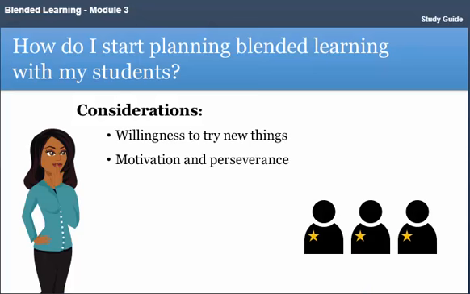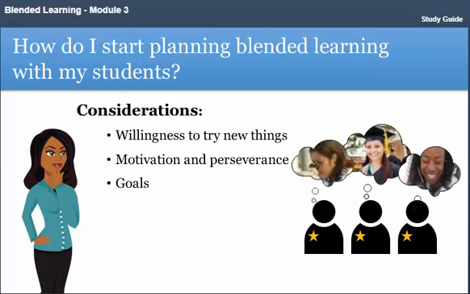Also, what are your students' goals? Are there certain goals that may lend themselves more to this blended learning format? Or maybe you have easy access to online materials that align with some of your students' goals. For example, an online curriculum for ESL students.